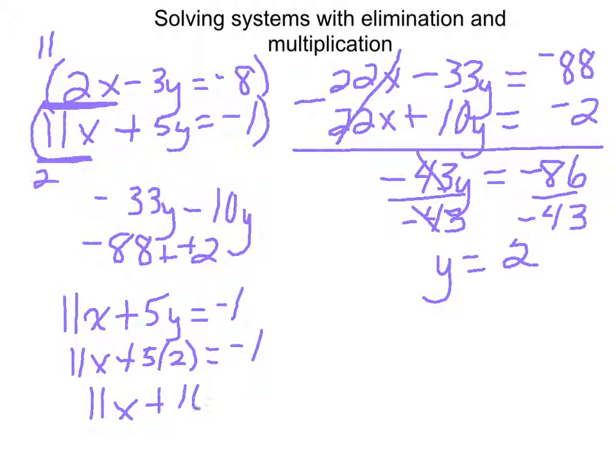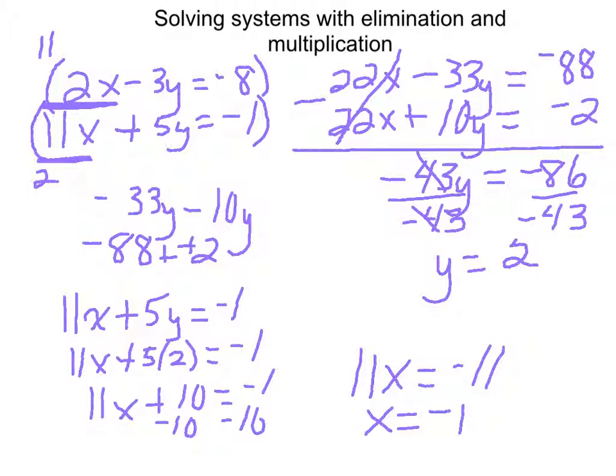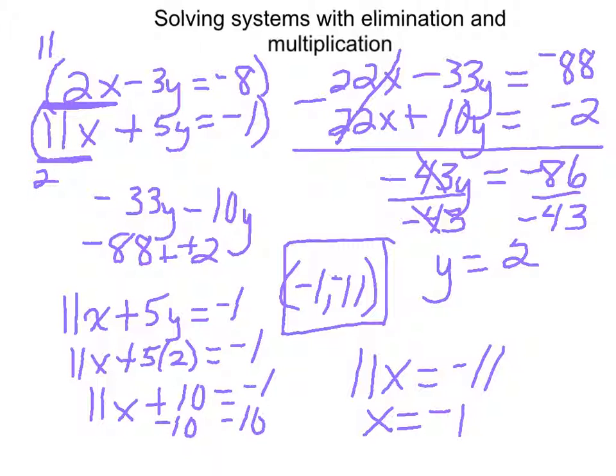11x plus 10 equals negative 1. Subtract a 10. And now I have 11x equals negative 11, so x equals negative 1. So my solution for this, where they crisscross, is at negative 1, negative 11. So the gist of it is that you're doing exactly the same thing as the elimination process, but we're manipulating the equations first before we get started.